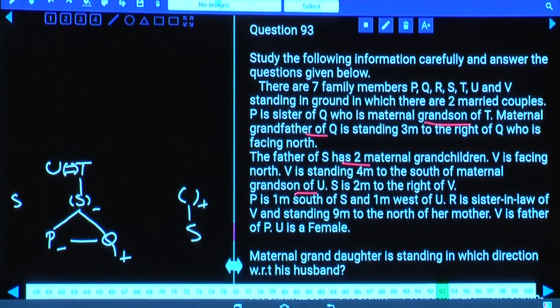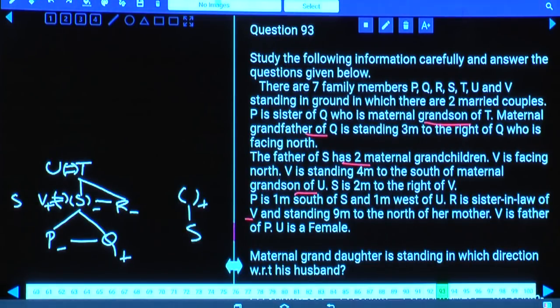R is the sister-in-law of V, and standing to the north of her mother. R is to the north of her mother. R herself is the sister-in-law, and so these 2 persons are siblings to each other. Then R is the sister-in-law of whom? R is the sister-in-law of V. That means this V must be married to S. Now check how many couples are there: 1, 2, 2 couples. 1, 2, 3, 4, 5, 6, 7 persons were there.